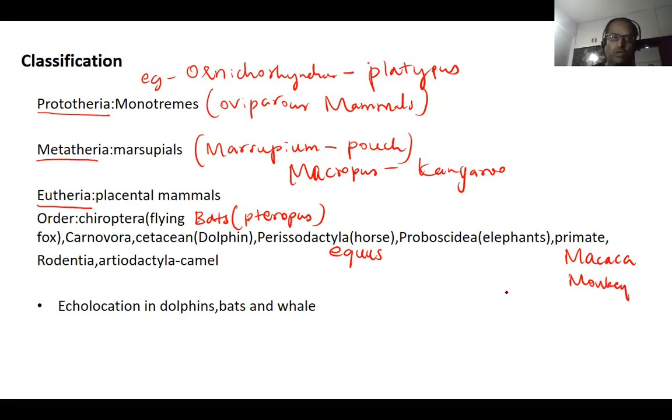You can make a note of it. Rodentia, rats, come under this. Rattus is the scientific name. Artiodactyla, that is the camel, Camelus. Now these are all orders we need to focus on and understand. Echolocation is a special characteristic seen here. Because of the supersonic waves they can produce, they are able to find a path or a way. So that is a specialty. Echolocation is there in the case of dolphins, bats, as well as whales.